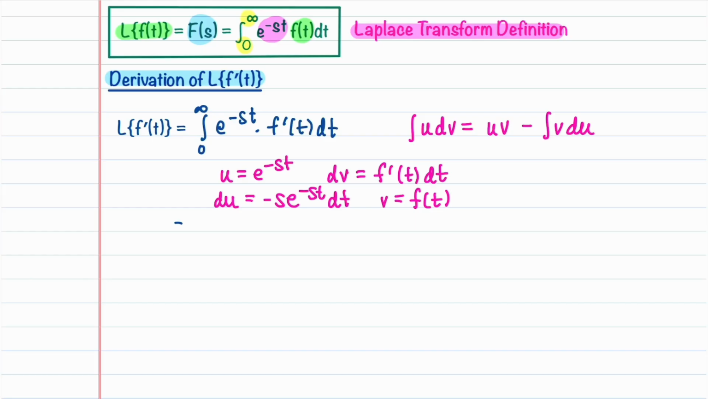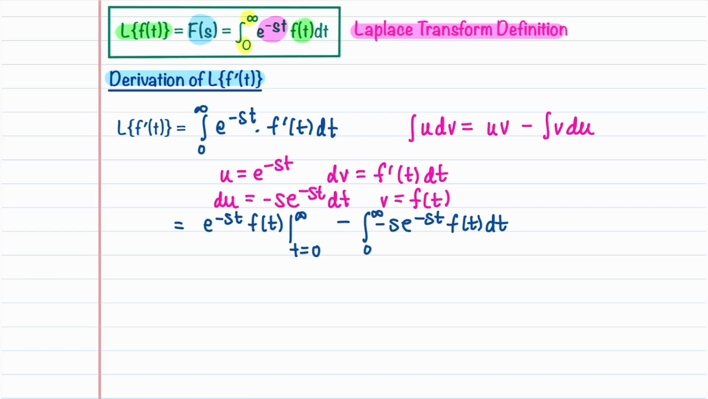Let's now apply our formula. We have u times v. That gives us e to the minus st times f of t, and we're going to evaluate that from t equal to 0 to infinity. And then we subtract off the integral of minus s e to the minus st f of t dt, and that integration goes from 0 to infinity.